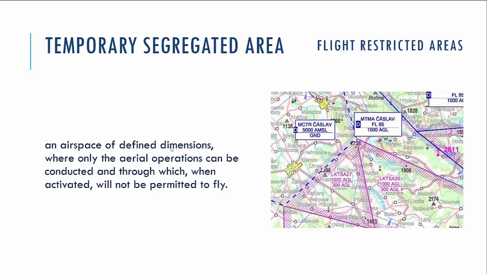Temporary segregated area is one more kind of restricted area. They are designated and active when some aerial operations are conducted, and when those areas are active, it's not permitted to fly in those areas.